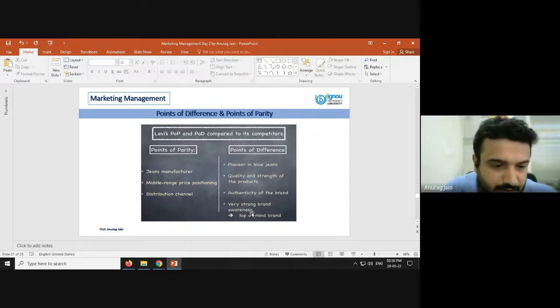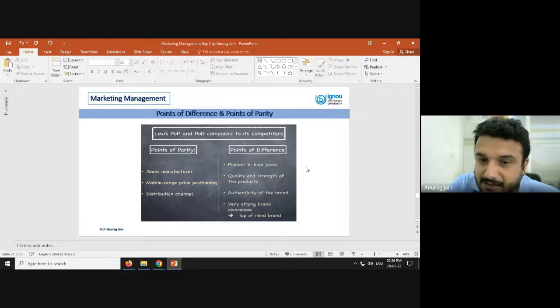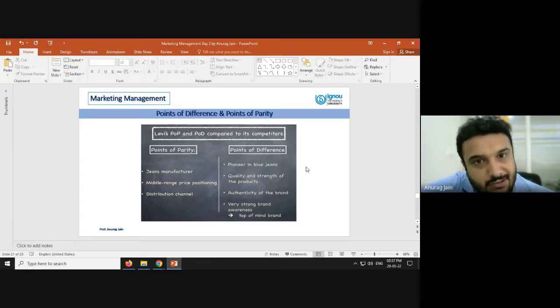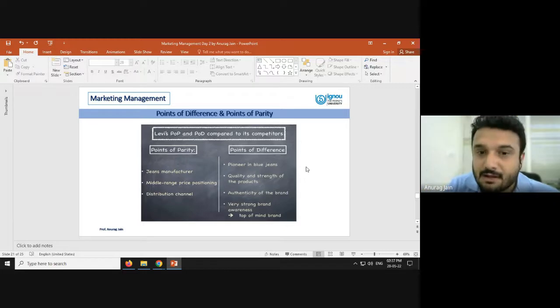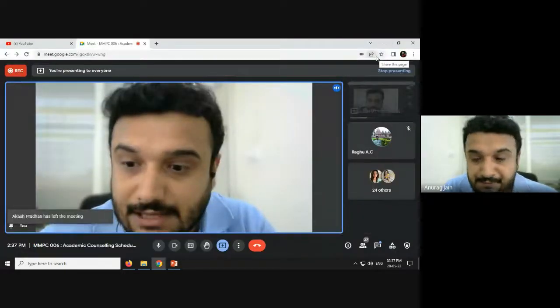If you ask someone to tell the name of some of the known jeans brands, possibly Levi's will come at first, second, or third position. Why? Because strong brand awareness is there. So this is what makes Levi's different from all other jeans manufacturers or jeans brands available in the market. And this is known as some of the points of difference with Levi's, which is actually helping them to survive in the market.